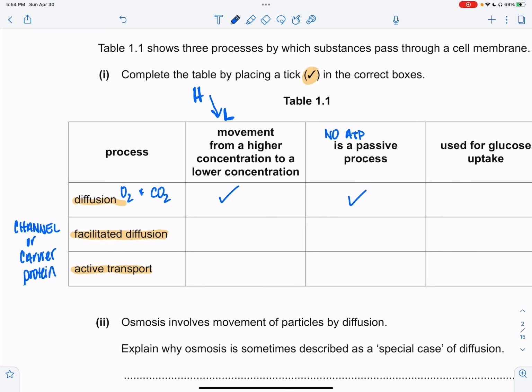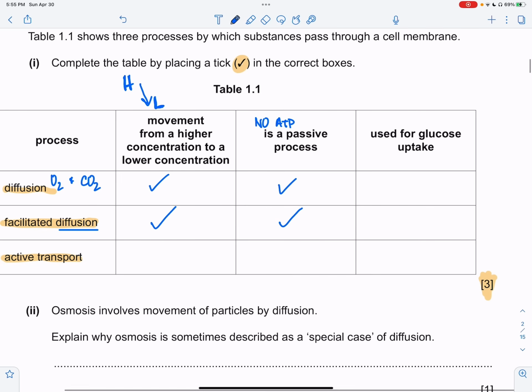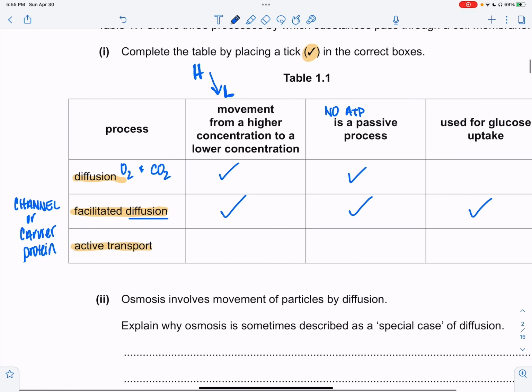So facilitated diffusion can, and does, because it's right in the word diffusion, move things from a higher concentration to a lower concentration. This is also a passive transport or passive process, and it can be used for glucose uptake. If that's the case, we'd probably use a carrier protein so it could fit through the cell membrane, because it's much too big to just do it on its own.